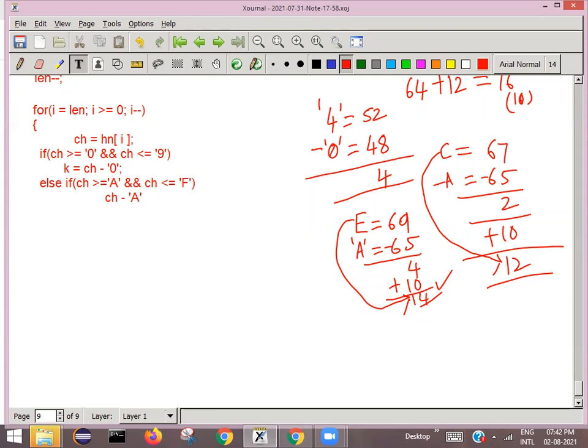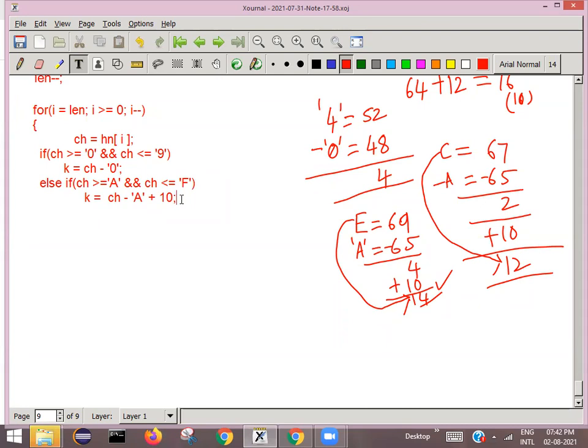Then plus 10 I have to add, and that will be converted into a number. Then I will catch that into the variable k here. So k is equal to ch minus capital A plus 10. Any doubt? Okay, good, Abhinav. Right, this is okay.